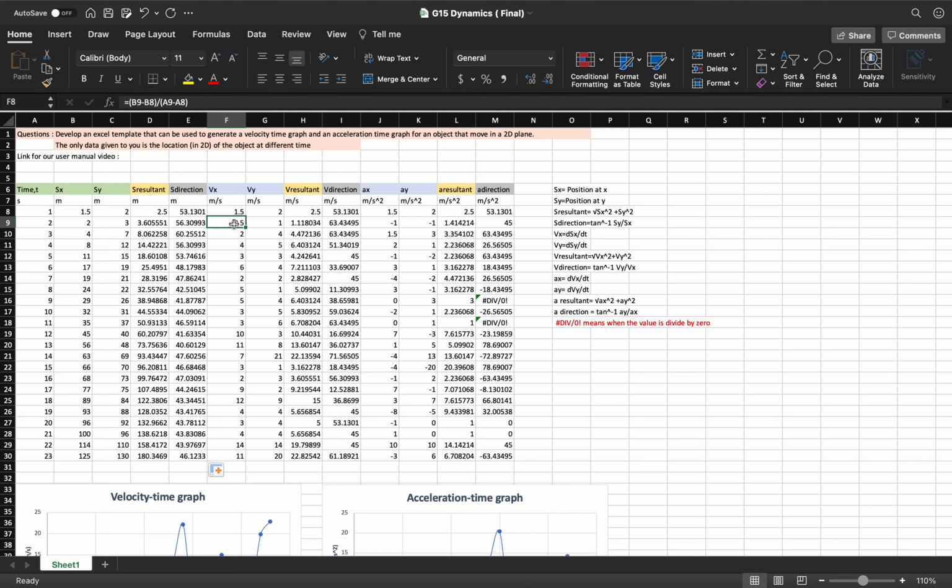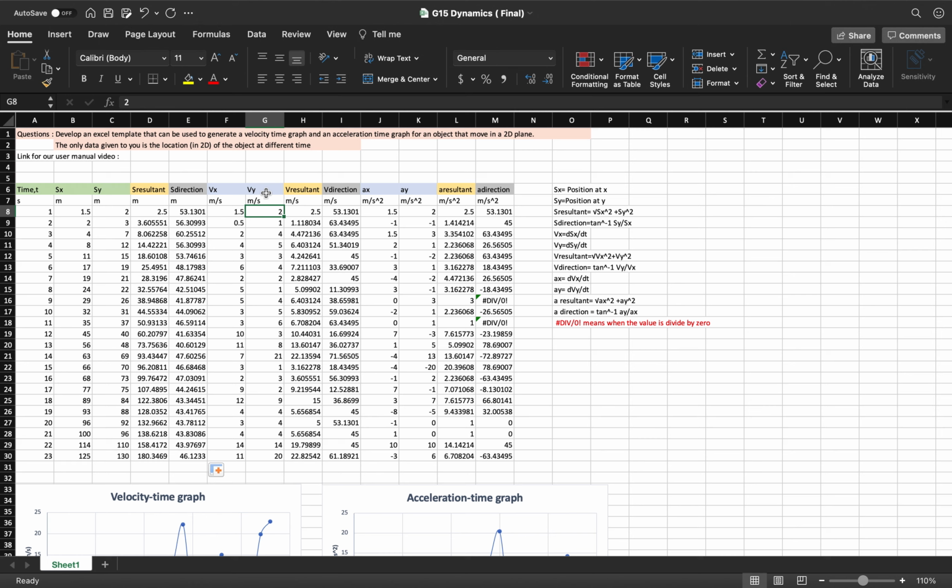We can calculate the Vx when time is equal to 2 using this formula. Same for Vy, we are going to use Sy over time, for example, C9 minus C8 over A9 minus A8 for Vy, then drag it down, and we can calculate the Vy values.